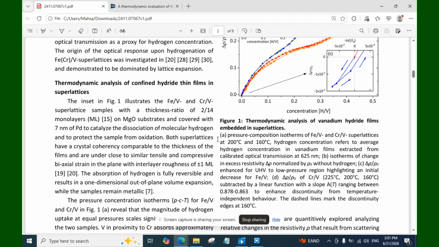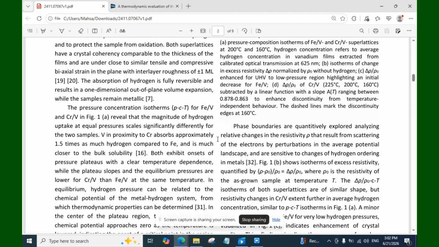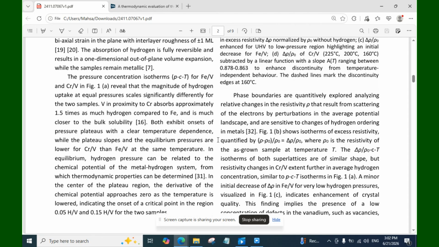The absorption of hydrogen is fully reversible and results in one-dimensional out-of-plane volume expansion, while the samples remain metallic. The pressure concentration isotherms for Fe/V and Cr/V in Figure 1, Section A, revealed that the magnitude of the hydrogen uptake at equal pressures scales significantly differently for the two samples. V in proximity to chrome absorbs approximately 1.5 times as much hydrogen compared to the Fe/V and is much closer to the bulk solubility.